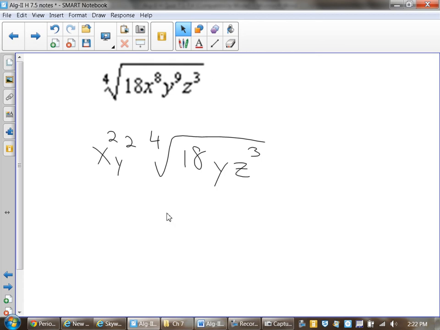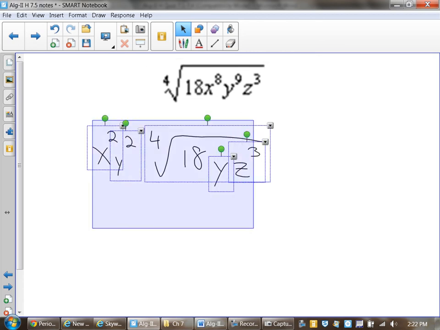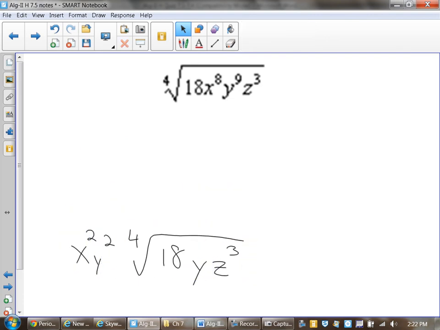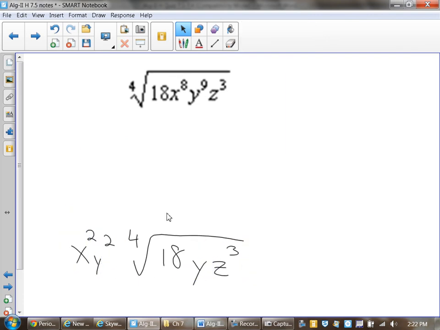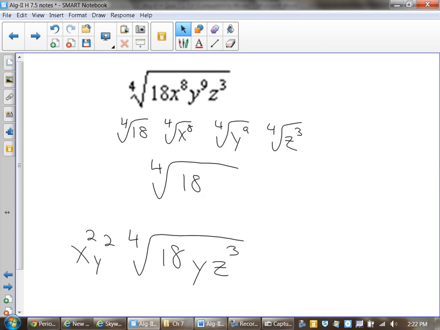Again, whenever you are working with nth root stuff, you're taking the fourth root of each piece and you try to simplify them. I cannot find a fourth root of 18, so I just keep that in here. The fourth root of x to the 8th, the shortcut for that, you can write it as fractional exponents if you want.